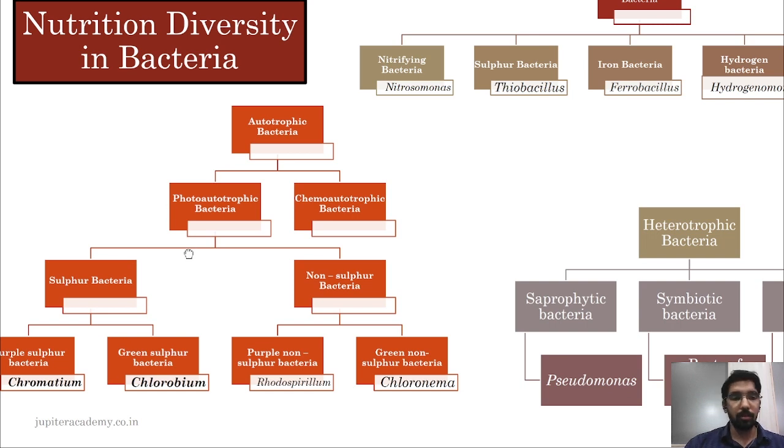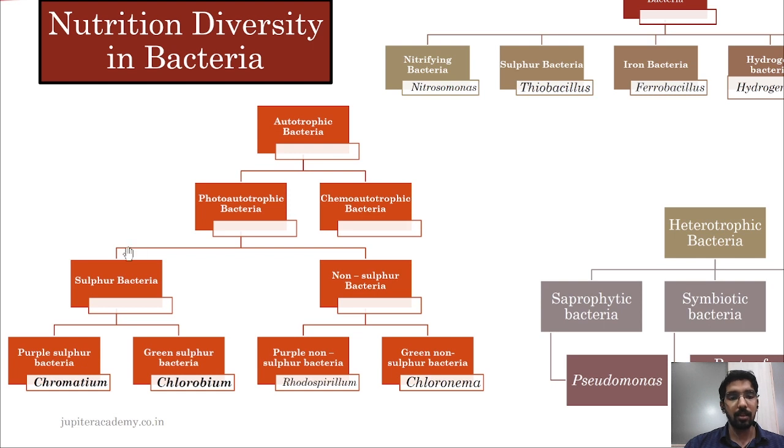First let us see photoautotrophs. As I mentioned earlier, photoautotrophs can be divided into sulfur bacteria and non-sulfur bacteria. Sulfur bacteria may be divided into purple sulfur bacteria, which have the pigment bacteriopurpurin, and green sulfur bacteria, which have bacterioviridin. Similarly, in non-sulfur bacteria we have purple non-sulfur bacteria and green non-sulfur bacteria. The examples are given. For purple sulfur bacteria it's Chromatium. For green sulfur bacteria it's Chlorobium. For purple non-sulfur bacteria it's Rhodospirillum. And for green non-sulfur bacteria it's Chloronema.